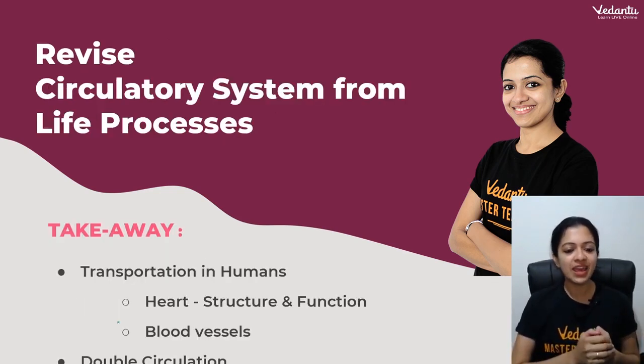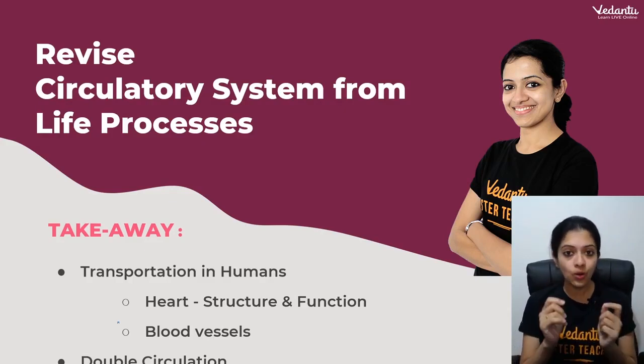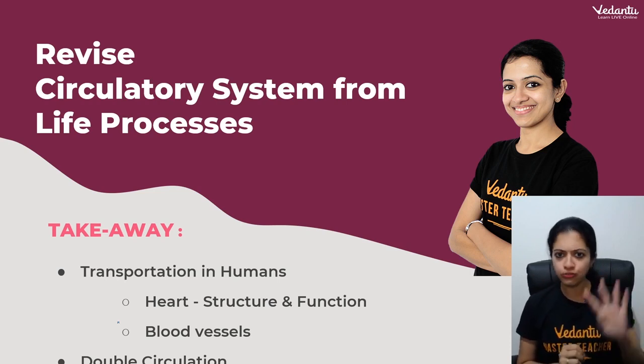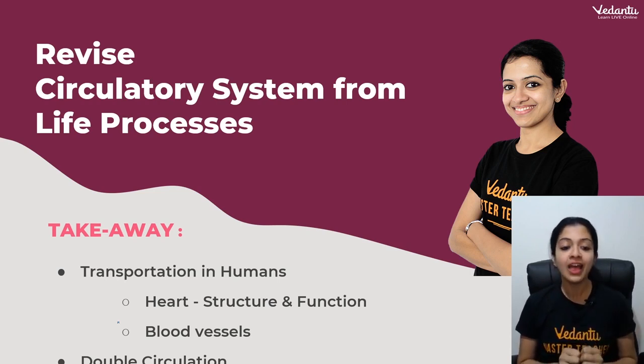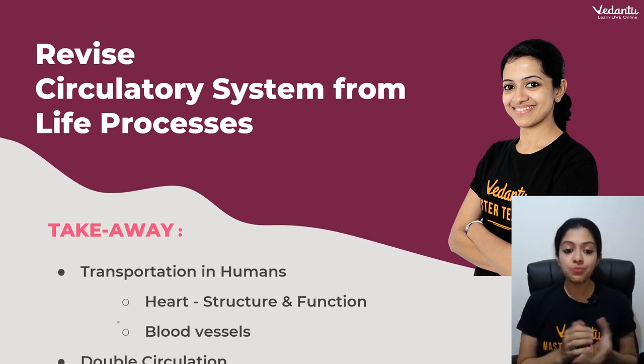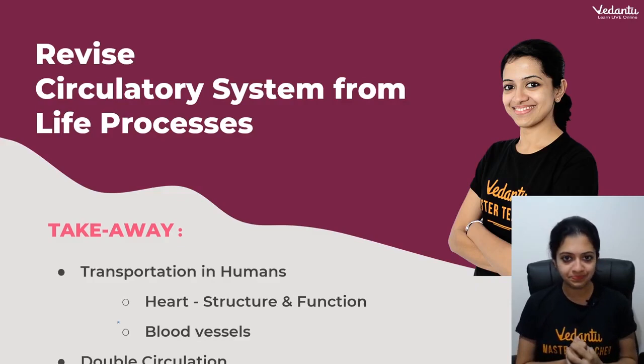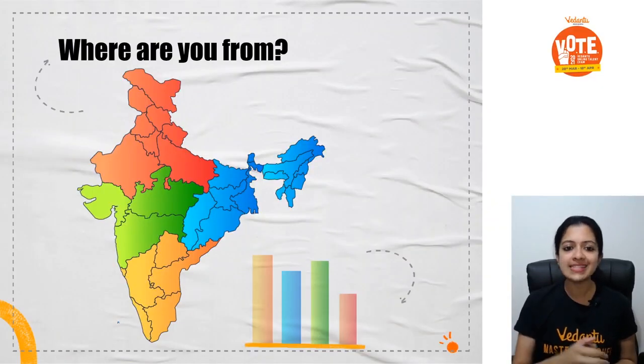Right, guys, today what are we doing? The circulatory system is what we are majorly going to be discussing because it's one of the most important life processes from the chapter. Four major life processes that we have. Today we will talk about transportation in humans, heart structure and function, the blood vessels, as well as double circulation. All right, so let us get started.